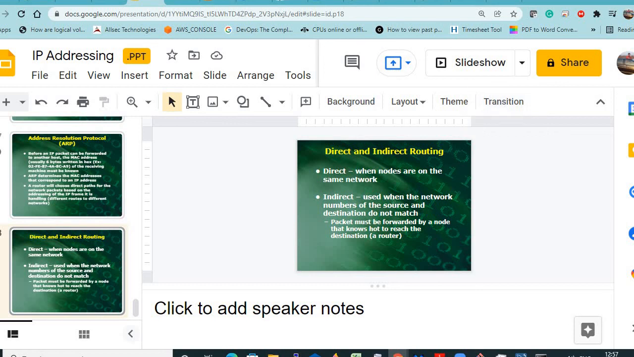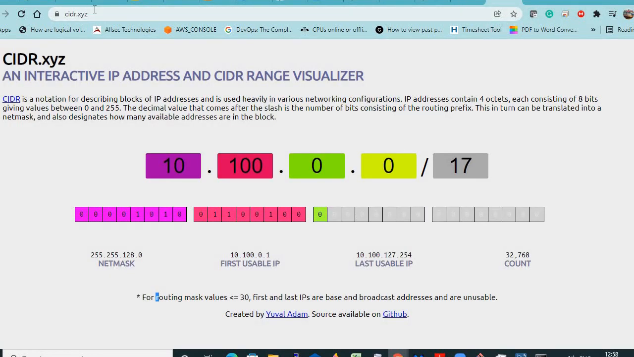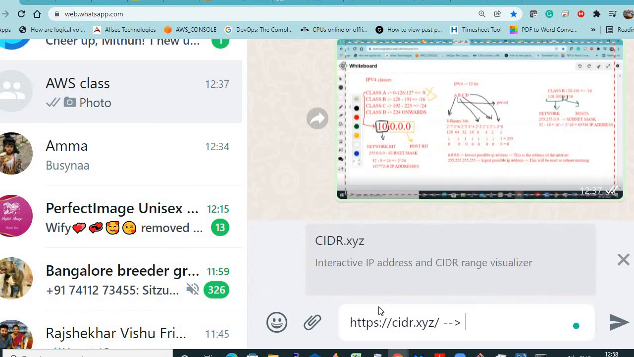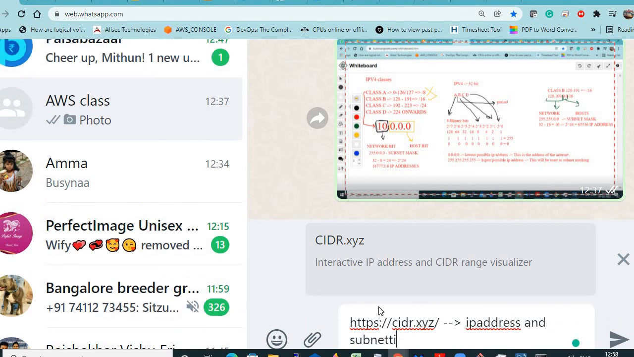If you take, now let me show you one. Now this website, you bookmark. It will be helpful for you guys. So you can bookmark IP address and subnetting. You can refer to this.